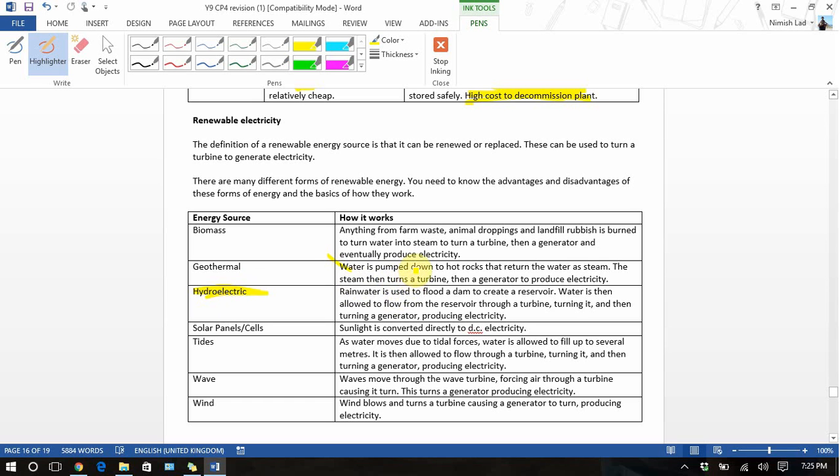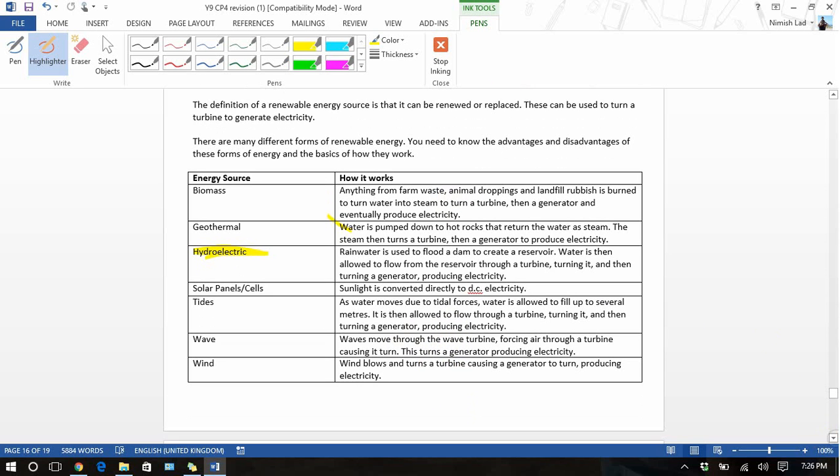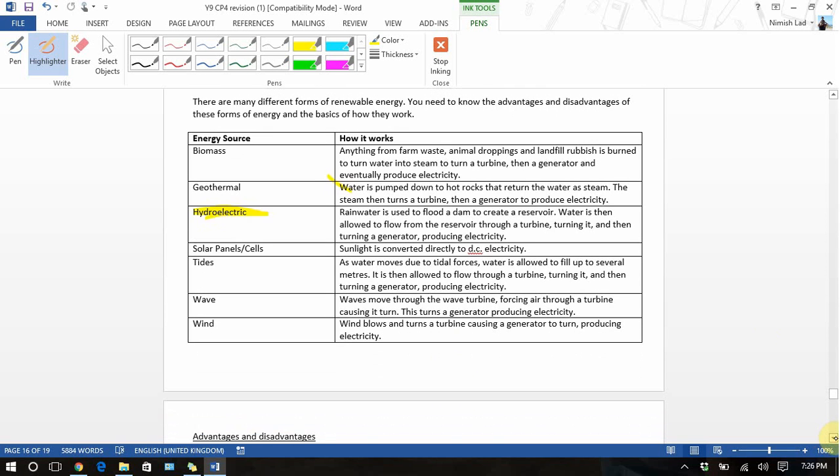Solar panels, light shines down and directly is made into DC electricity. Tides, water moves in and out, and those tidal forces fill up several meters, and they turn a turbine, and that makes electricity. Wave turbines move through the turbine, turning a generator, making electricity. And wind blows directly onto a fan, which turns a turbine, turns a generator, and that makes electricity as well. So they're all pretty straightforward there. All of them, apart from solar panels, involve turning a turbine, which turns a generator, that makes electricity.